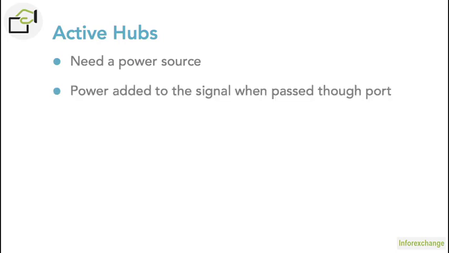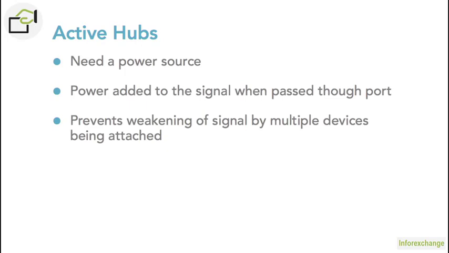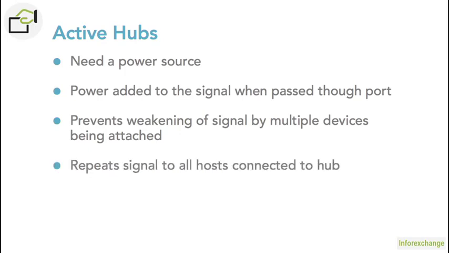Active hubs were an improvement over the passive hubs because the active hubs needed a power source. The reason the active hubs needed a power source is because they added power to a signal when it passed through a port. In this way, active hubs were able to prevent the weakening of a signal by having multiple devices connected to it. Active hubs, just like passive hubs, did, however, repeat the signal to all the other devices connected to the hub, thus creating a bus environment again with the inherent weaknesses of a bus environment.